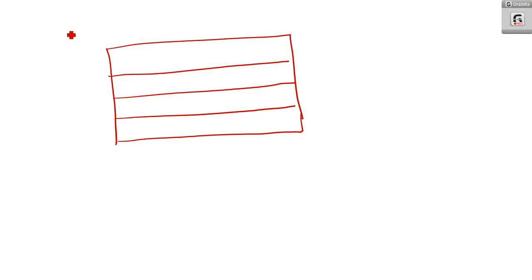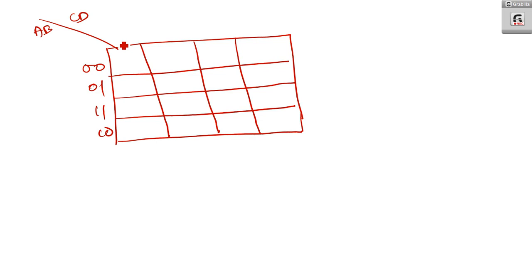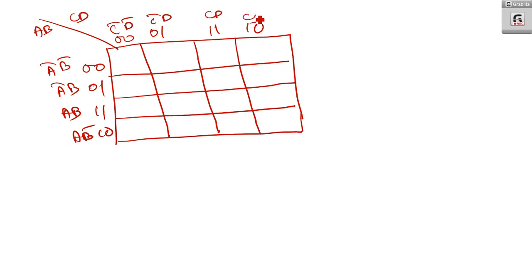In SOP form, what we are getting is A, B, C, D. So I get 00, 01, 11, 10 for A B, and 00, 01, 11, 10 for C D. This is A bar B bar, A bar B, A B, A B bar. This is C bar D bar, C bar D, C D, C D bar. The cells are numbered 0, 1, 2, 3, 4, 5, 6, 7, 8, 9, 10, 11, 12, 13, 14, and 15.